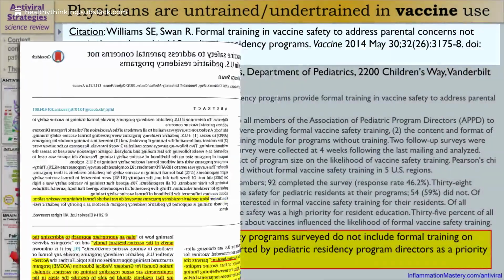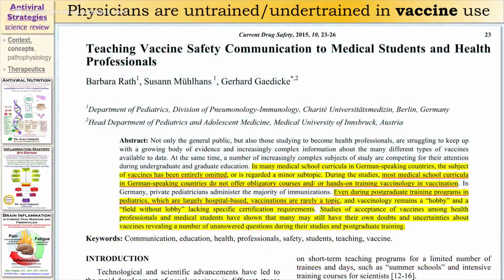If you look at this article from 2015, it states exactly what I just said. In many medical school curricula, the subject of vaccines has been entirely omitted or is regarded as a minor subtopic. Most medical school curricula do not offer obligatory courses and/or hands-on training in vaccinology and vaccination. Even during postgraduate training programs in pediatrics, the subspecialty that relies most on the sales of vaccines, vaccinations are rarely a topic.